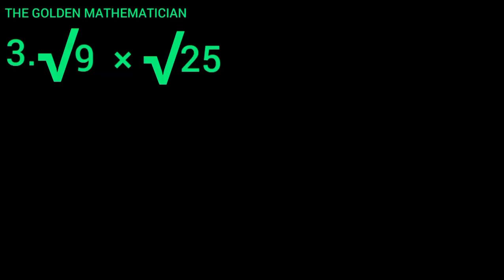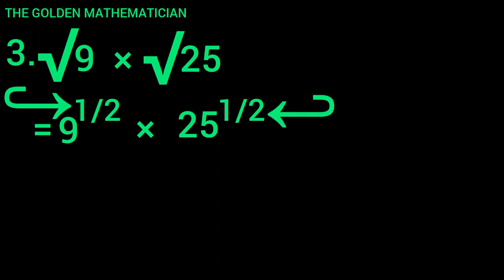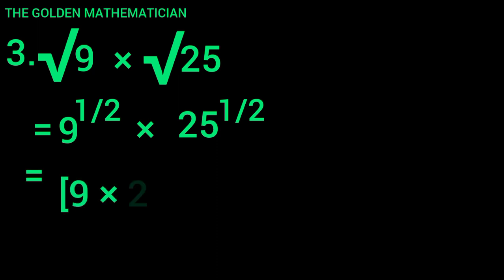So applying that to this question, we can say the square root of 9 multiplied by the square root of 25 is equal to 9 raised to the power of 1 over 2 multiplied by 25 raised to the power of 1 over 2. Look closely. What do you see? You see that their powers are the same. Therefore, we can say our answer is 9 multiplied by 25 all raised to the power of 1 over 2.